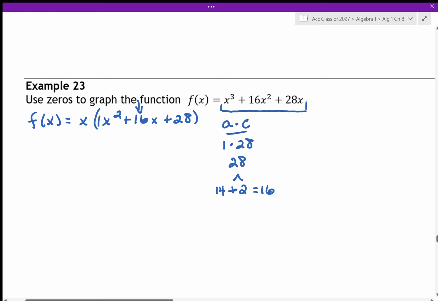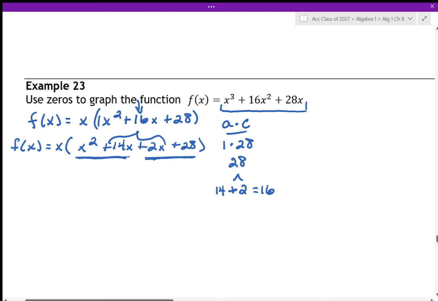So we're going to now break this apart to be f of x equals x times x squared plus 14x plus 2x plus 28. So these two middle guys, I just broke that 16 apart. And now that they're broken apart, I can factor by grouping. So I'll have the first two and the second two. So now I'll have x times, you know what, I'm going to use a bracket there. A bracket's just a fancy parenthesis.